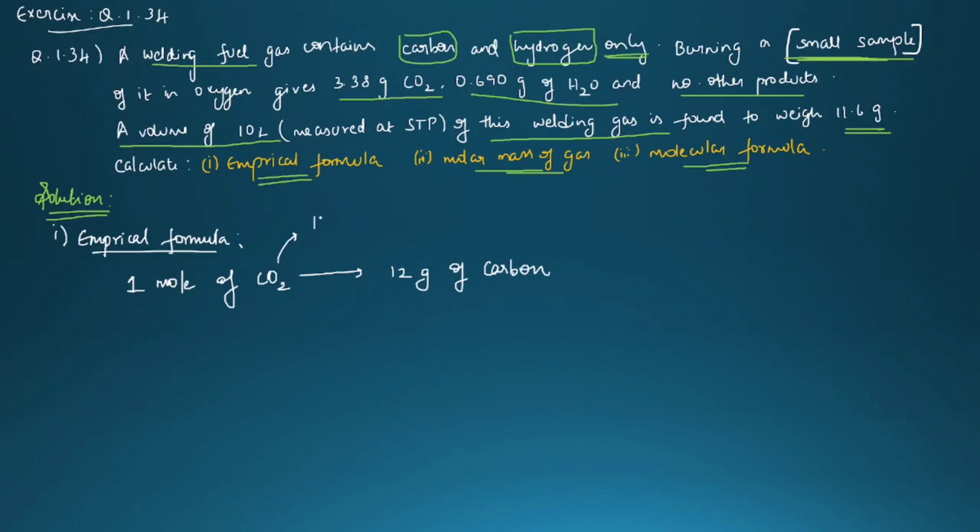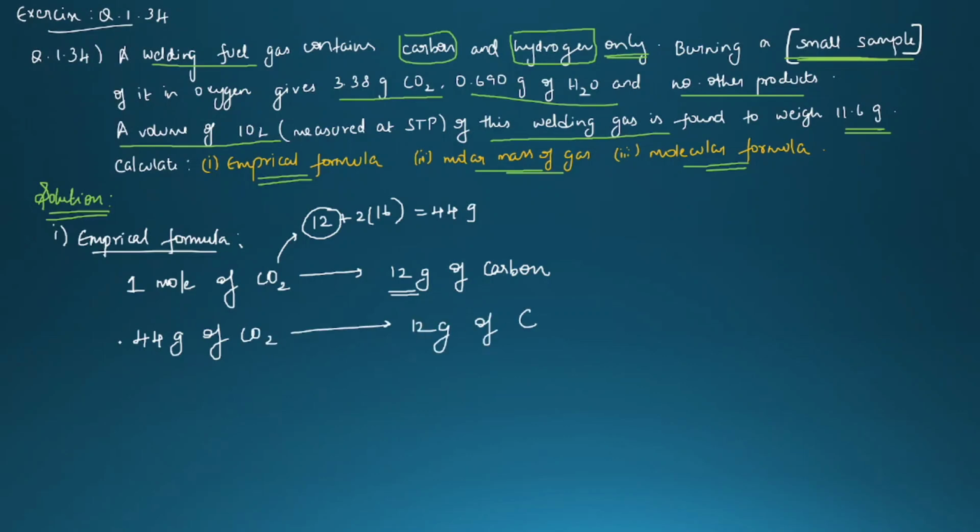How do we know that? We know from the molar mass, that is the sum of the atomic masses. We can say that carbon's atomic mass is 12 and oxygen is 2 into 16. So in carbon dioxide, contribution of carbon is 12 grams, and molar mass of carbon dioxide is 44 grams. 1 mole of carbon dioxide can be written as molar mass, that is 44 grams of carbon dioxide, which gives 12 grams of carbon. So 1 gram of carbon dioxide will be 12 by 44.